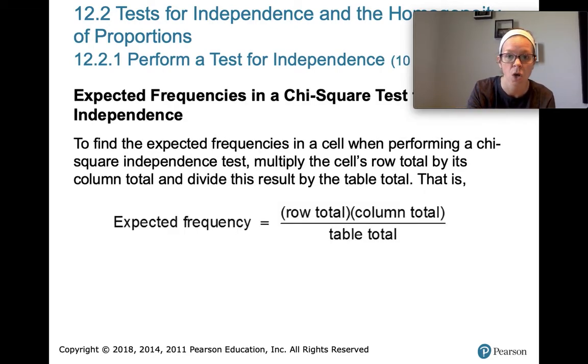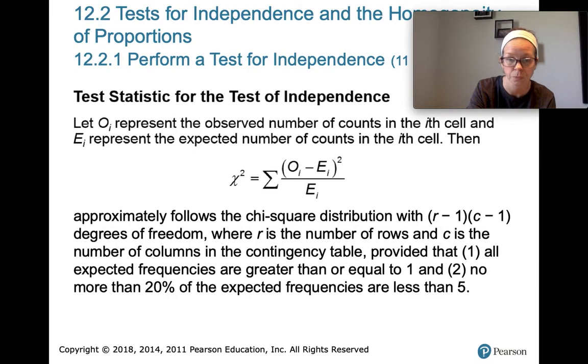Okay. So as a kind of summary, we could do our row total times our column total divided by the table total. Then we're going to do a chi-square test on this. To do our chi-square test, we are going to calculate that chi-square statistic that we talked about in the last lesson, where we take the observed, how many actually answered each of them, minus the expected, what we expected for each of them, square it, and divide by the expected.